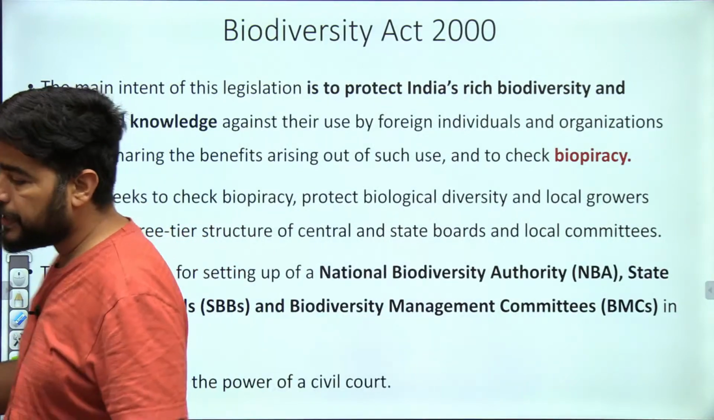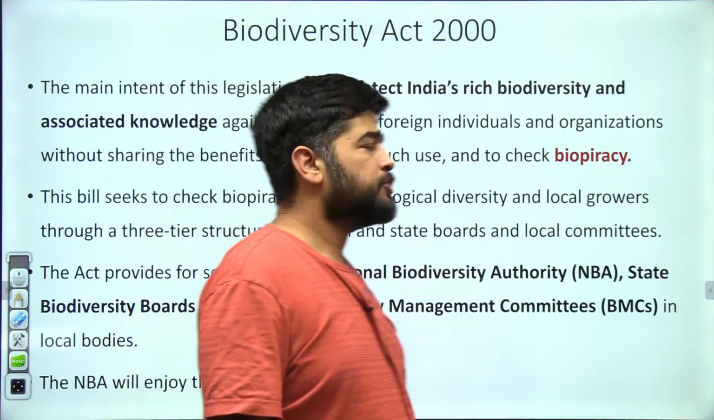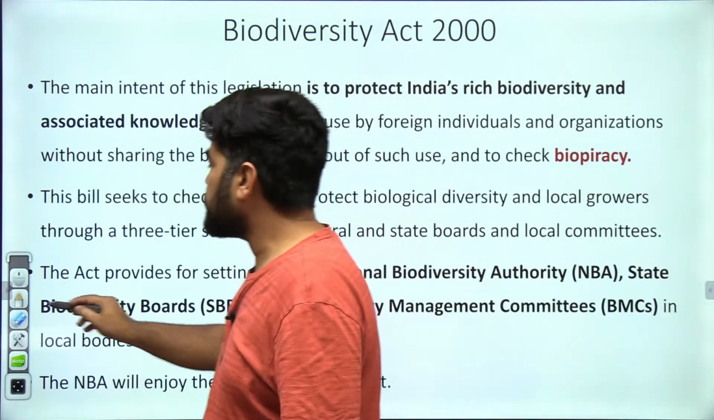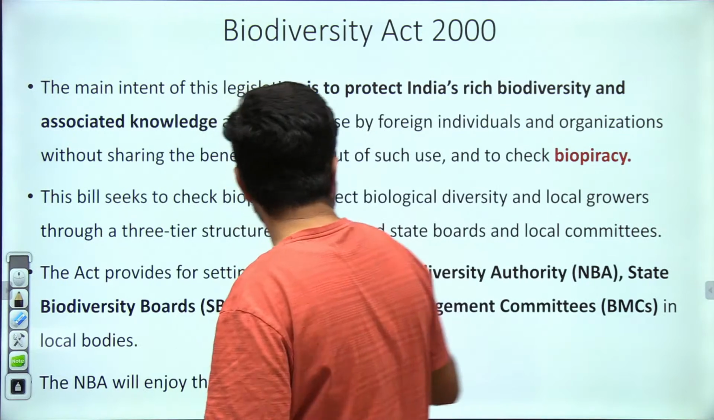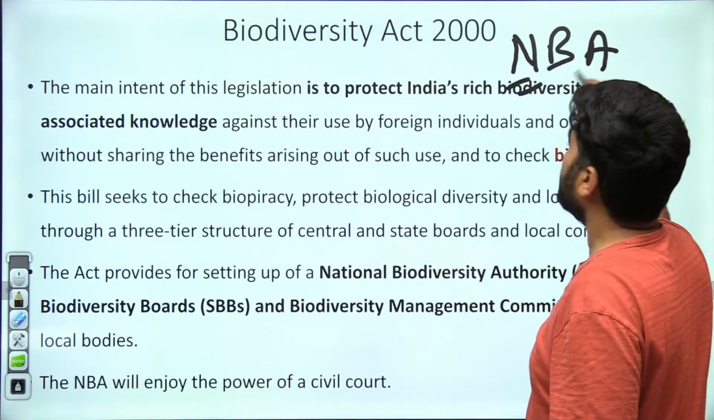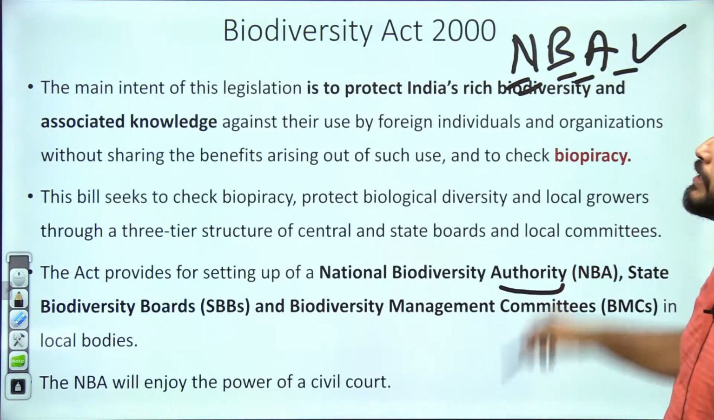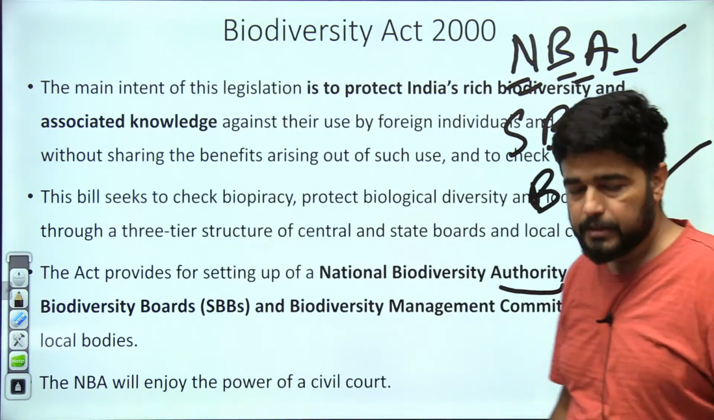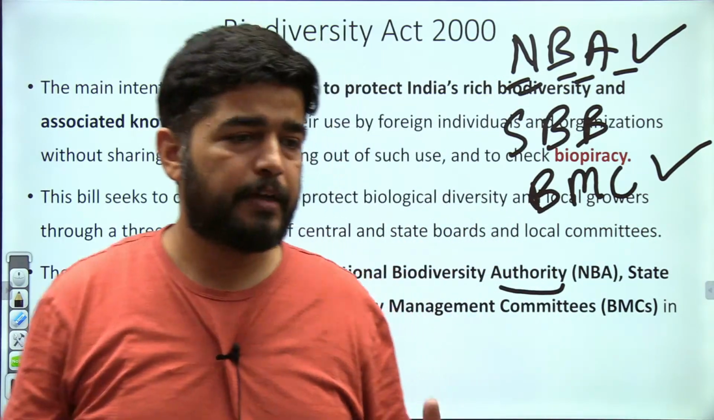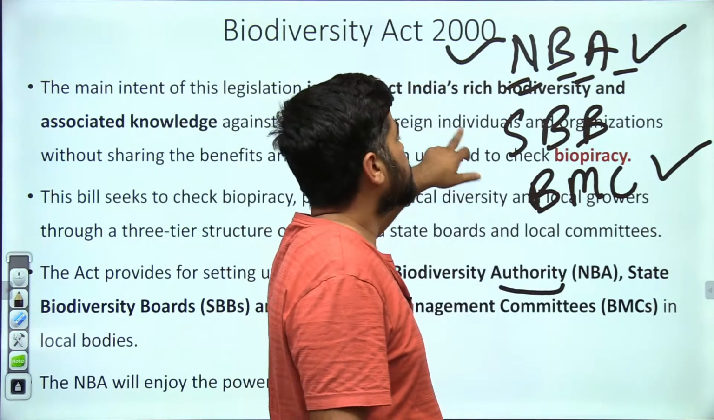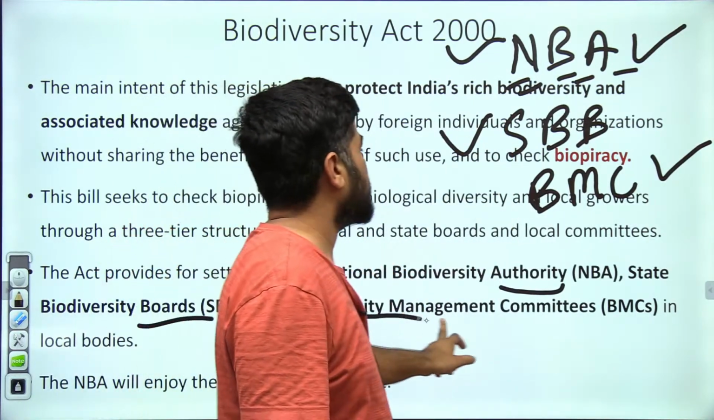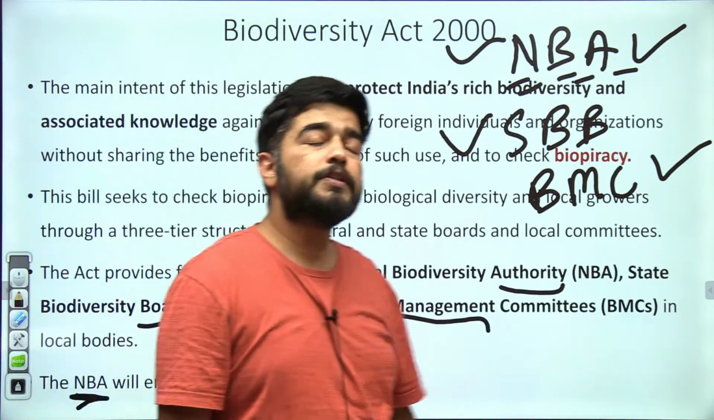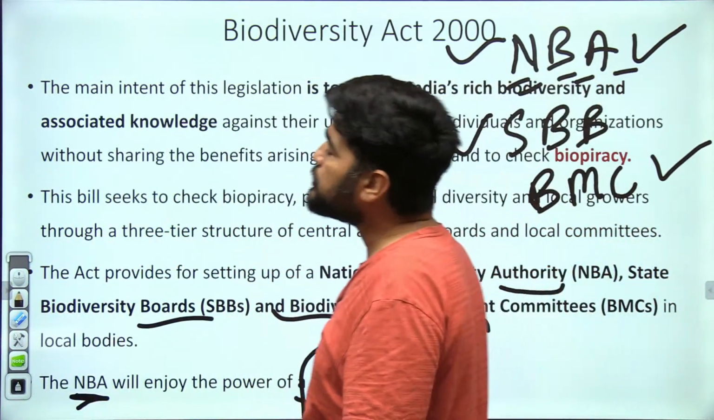Now, the Biodiversity Act 2002. It was against biopiracy, and there are 3 levels of authorities: the National Biodiversity Authority, or NBA, State Biodiversity Boards, and Biodiversity Management Committees at district level. These are the 3 pillars of this act. And listen carefully, this is a very important point. It has the power of a civil court. उसके किसकी पावर है? Civil court की power है. This is to check biopiracy.